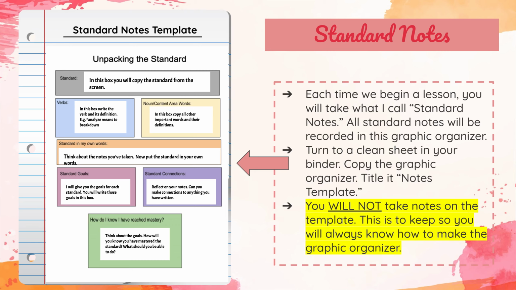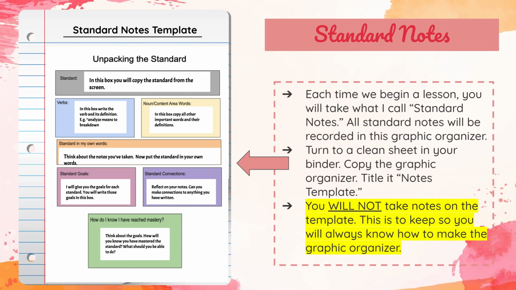And then when you get to the verbs box, in that box, you will write down all of the important verbs that we highlight in our standard. Not only will you copy those verbs down, but you will copy the definitions of those verbs. So the example is the verb analyze. We see analyze over and over in our standards, and analyze means to break down. So we will write that in our verb box.